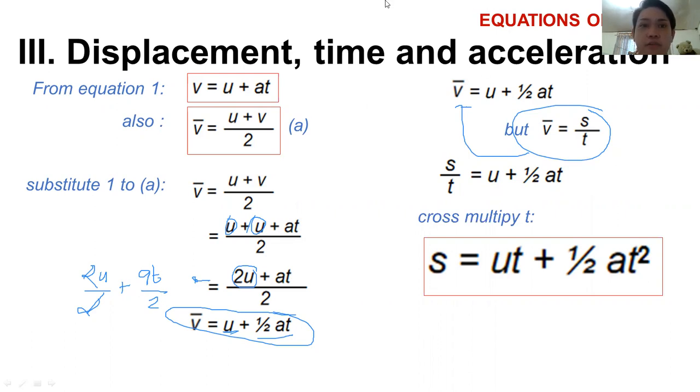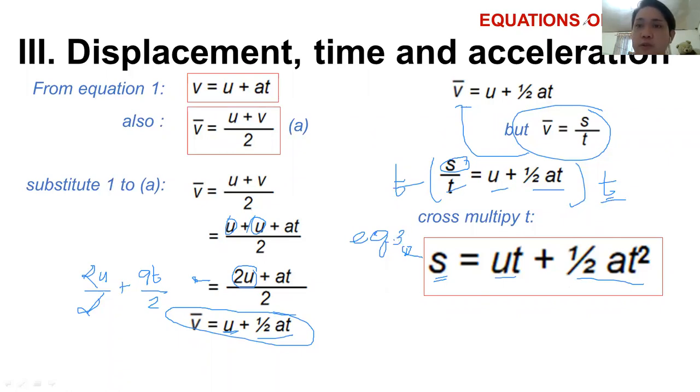How did we cross multiply it? By multiplying both sides of the equation by T. Cancel T here, so S will be left, which is your displacement, is equal to T times U is UT. Then T times 1/2 AT becomes 1/2 AT squared. So this is your equation 3 in the equations of motion.